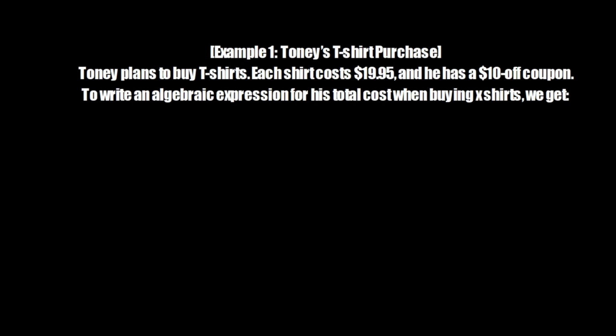So to find his total cost when buying X t-shirts, first we have to analyze how much one shirt costs. One shirt costs $19.95, and we're going to be multiplying by however many shirts he buys, so it would be 19.95 times X. X represents how many t-shirts he bought.